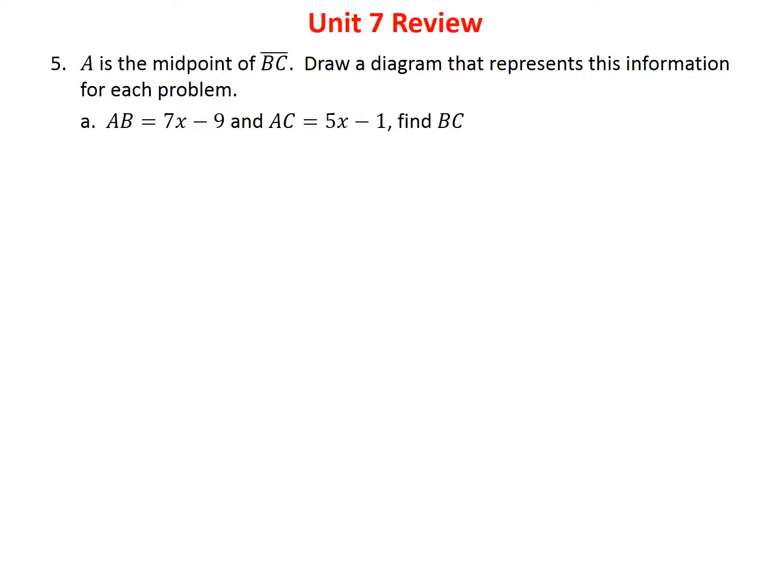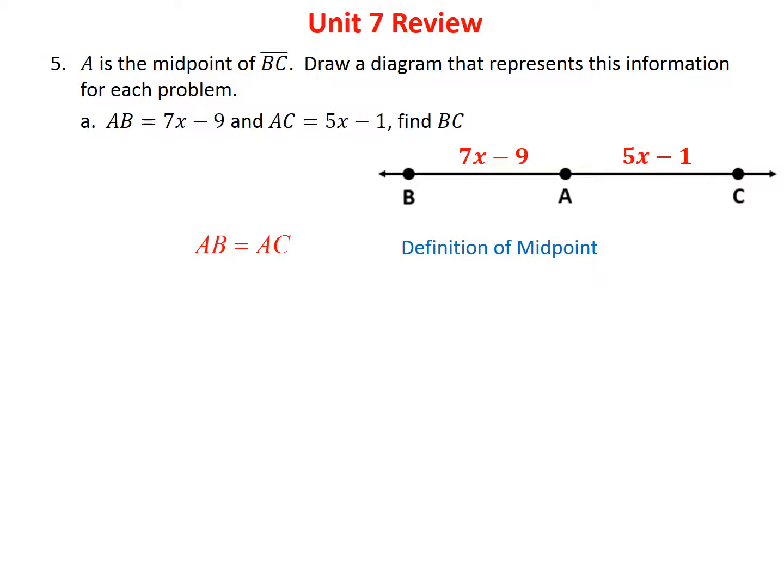Problem 5 is a midpoint problem. It says that A is the midpoint of BC. So let's just draw that. Here's our segment BC, and A is in the middle. That means AB and AC are exactly the same length. So let's just mark what we know here. AB is 7x minus 9, and 5x minus 1 is the measure of AC. Now because A is the midpoint, those two segments are equal, so by definition AB equals AC. The measure of AB equals the measure of AC.